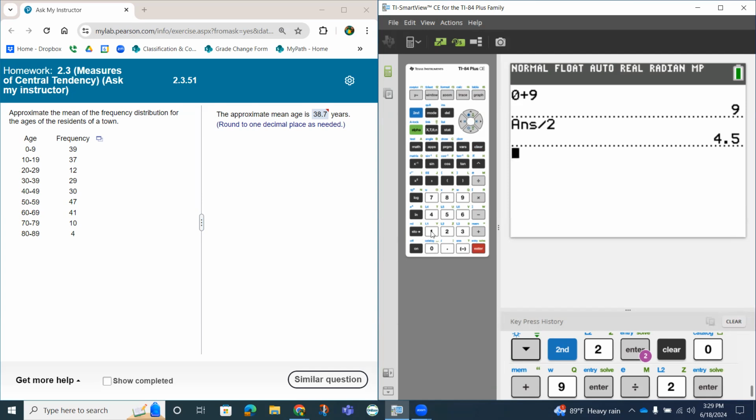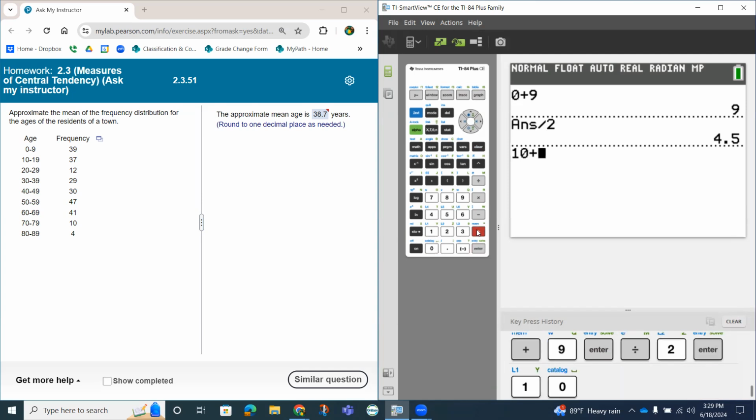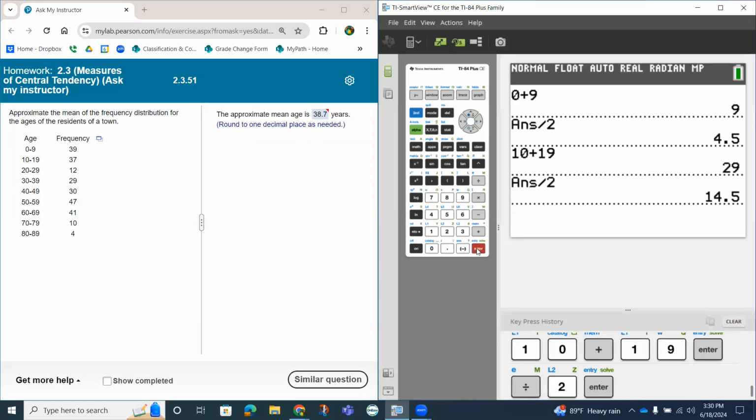Then if I do 10 plus 19 and divide that by 2, I'm getting 14.5. So we see that these midpoints are 10 apart. So we're going to be using 4.5, 14.5, 24.5, 34.5, 44.5, 54.5, and so forth. Those are going to be our data.